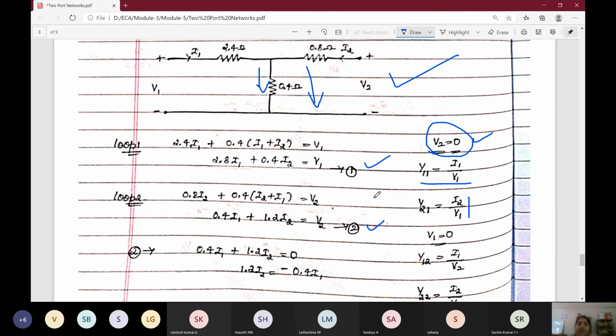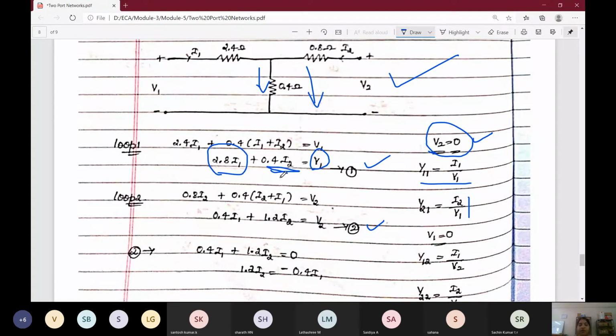So listen here. Y11 is I1 divided by V1. So we have I1 and V1. What we don't want here is this I2, it should be removed. This I2 should be put in terms of I1. That is one way of solving.